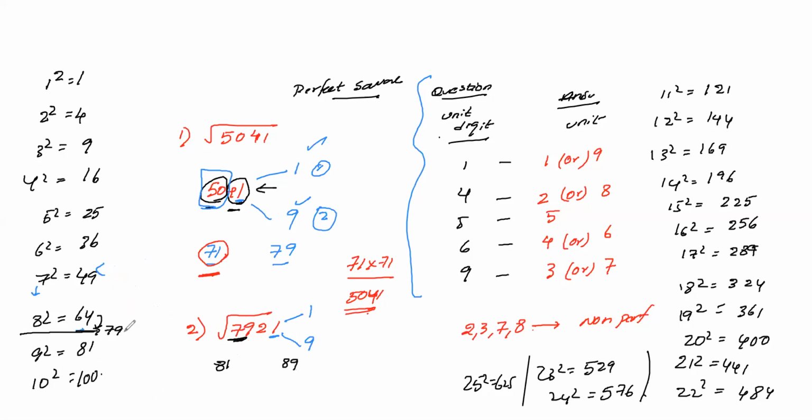Now, if 79 is closer to 64, I have to go for the first option. If 79 is closer to 81, I have to go for the second option. Now, 79 is closer to 81, so the answer is 89. You can check it. Multiply 89 times 89, and you'll get approximately 7921. So like this, you can solve square roots. Without any doubt, please let me know.